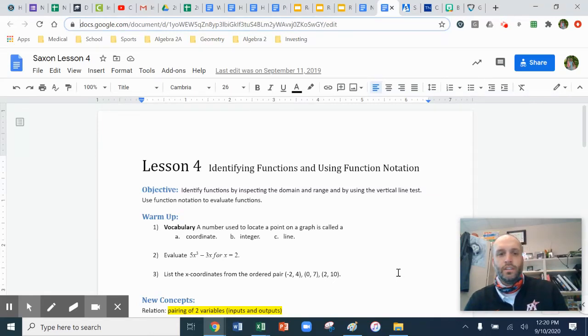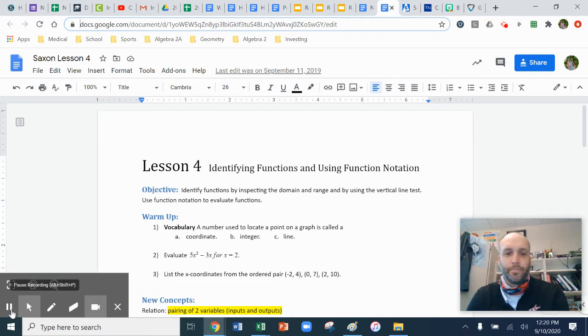Hey there, Algebra 2A. Today we're going to take a look at Lesson 4, Identifying Functions and Using Function Notation. Our objective learning target is to identify functions by inspecting the domain and range. We'll use mapping for that, and by using the vertical line test, and then use function notation to evaluate functions. Below here is a warm-up you can do on your own to prepare you for Lesson 4.